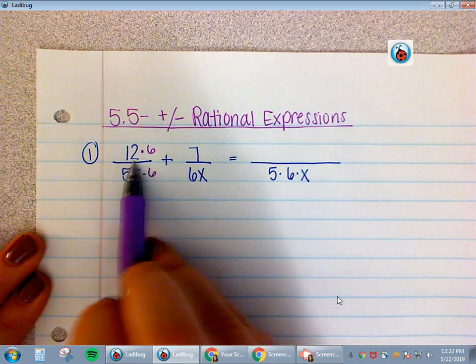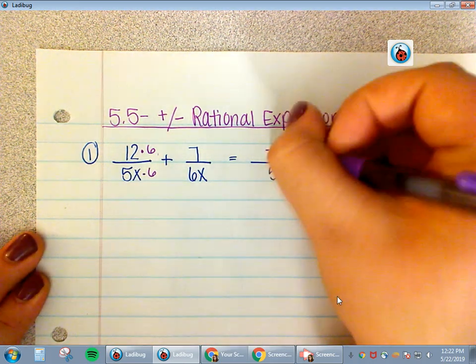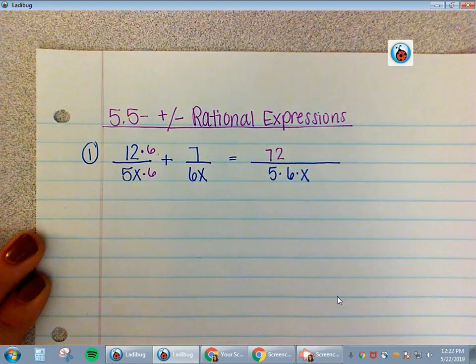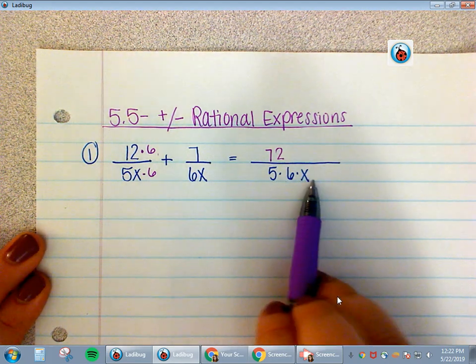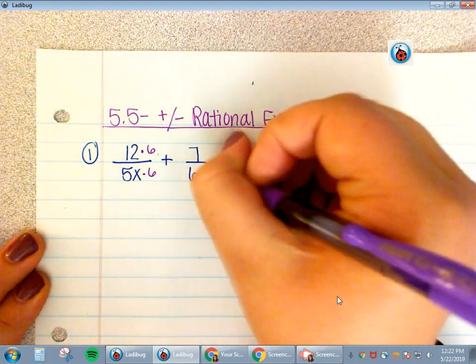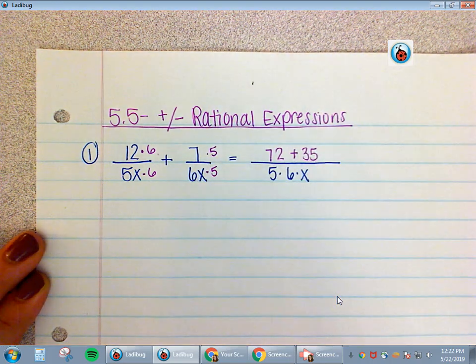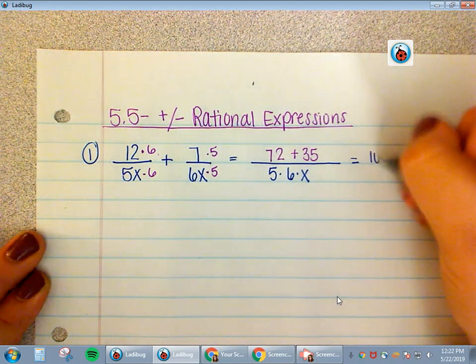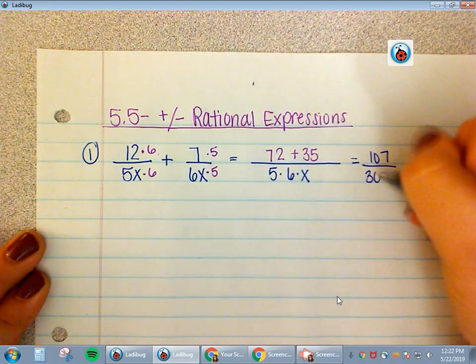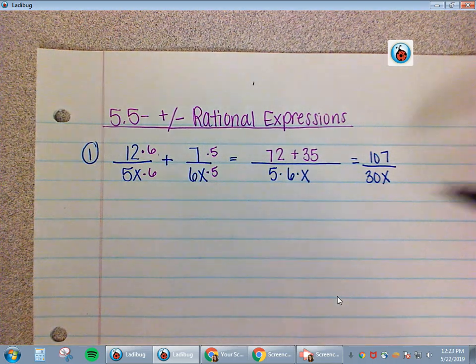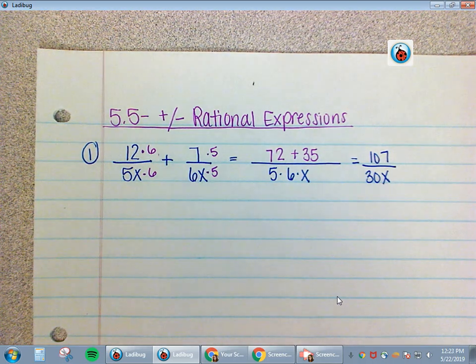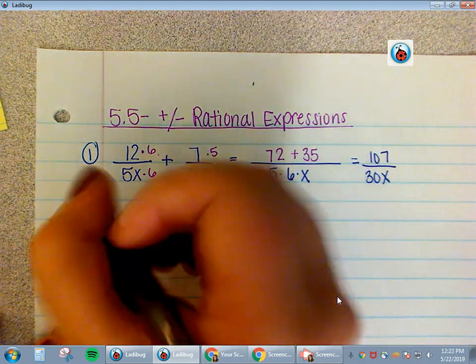So my new top is 12 times 6, which is 72. And my other one already had a 6x. It still needs a 5, so I'll multiply by 5 on top and bottom, so it needs a 35. If I clean this up a little bit, 72 plus 35 is 107 over 30x. There's no simplifying we can do since 107 is prime, so we can end this one there.